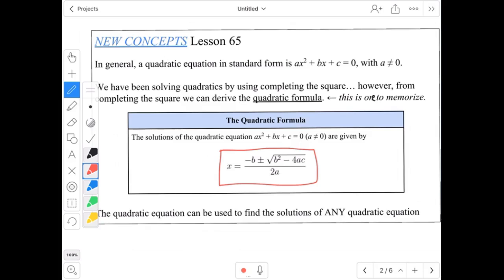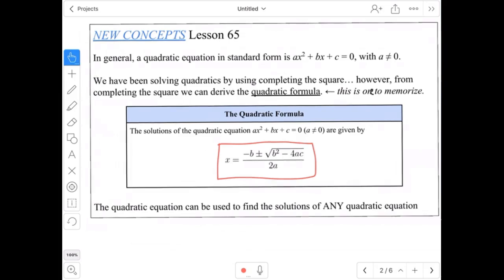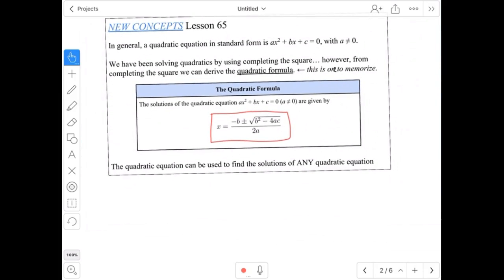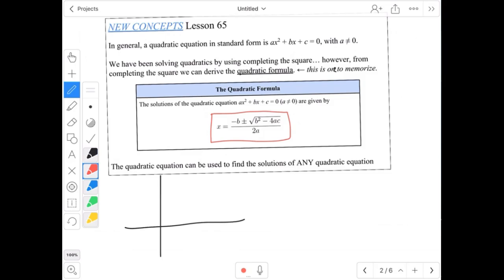This is a very powerful formula to have. So anytime that we have a quadratic, remember any quadratic will give us a graph that's in the shape of a parabola. Regardless of where that parabola is, if we use the quadratic formula, it doesn't matter what that quadratic is, we can find those zeros.